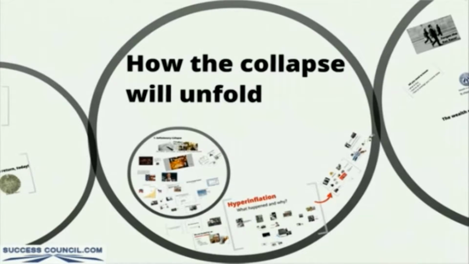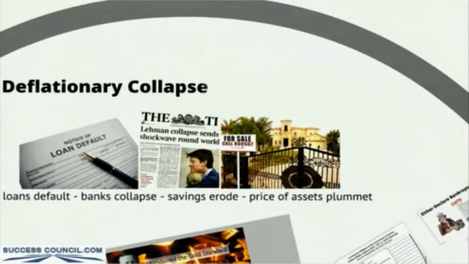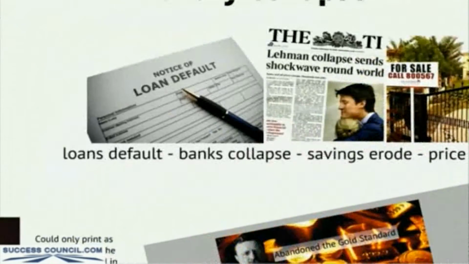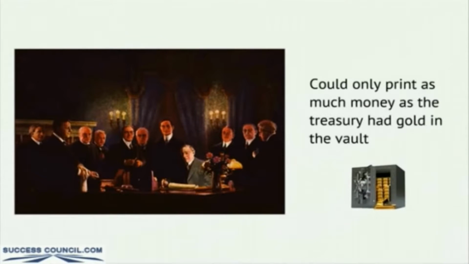There are two ways it could happen. One is a deflationary collapse like the Great Depression. Simply put, loans are defaulted on, banks collapse, savings are eroded, and the price of stock, real estate, and virtually all assets plummet with few exceptions. The reason this type of collapse happened during the Great Depression was because when the international bankers created the Federal Reserve, they didn't get everything they wanted up front, and they didn't have the right to just print money unrestrained. The people would never have allowed it back then.